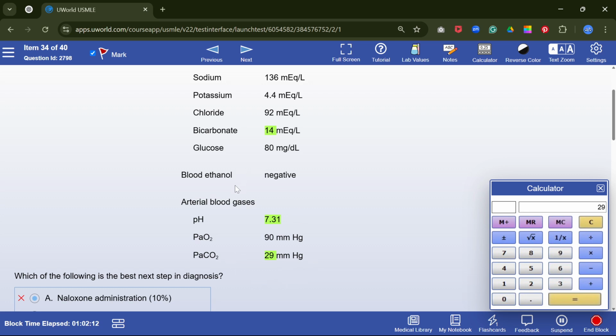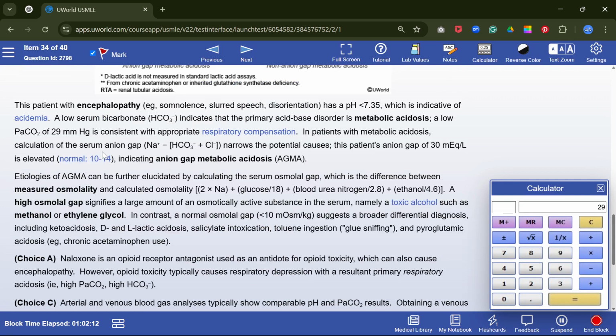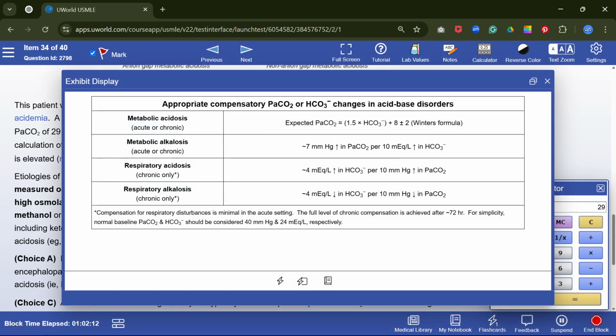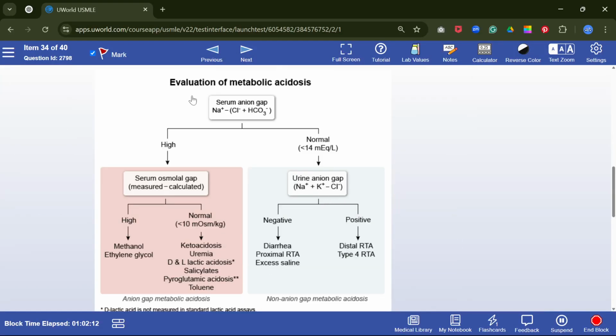So it is metabolic acidosis with appropriate respiratory compensation. And by this Winter's formula, we can get the compensation. And that is all about metabolic acidosis and how we can evaluate the cause of the metabolic acidosis. It's a very high yield topic. Hope you enjoyed.